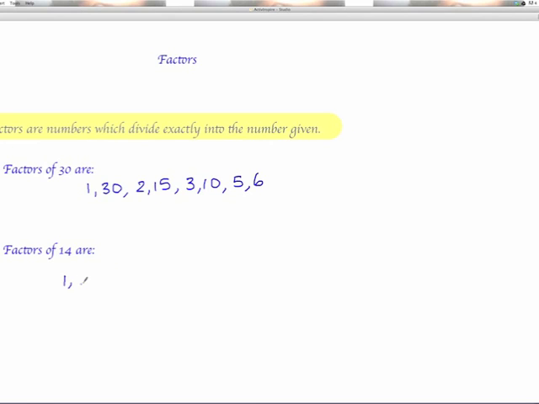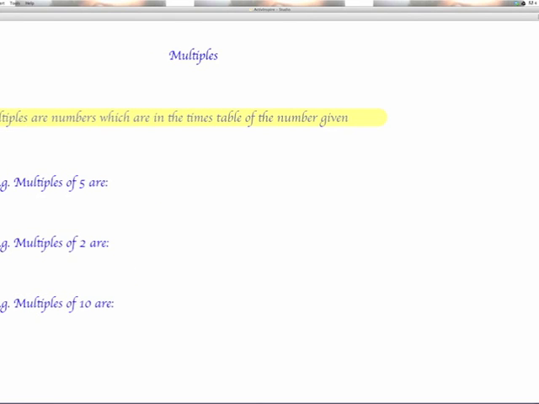The factors of 14 are 1 and 14, 2 and 7. Okay, multiples are numbers which are in the times tables of the number given. So if I wanted the multiples of 5, I've got 5, 10, 15, 20, 25, 30 and so on. Multiples of 2 are just my 2 times tables. And the multiples of 10 are just my 10 times tables.